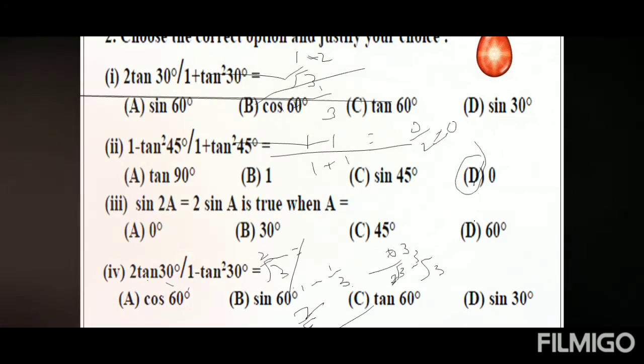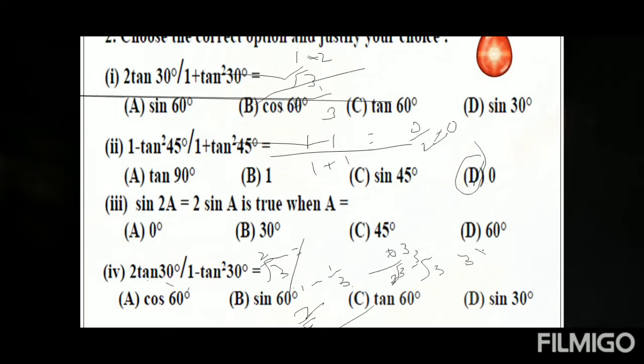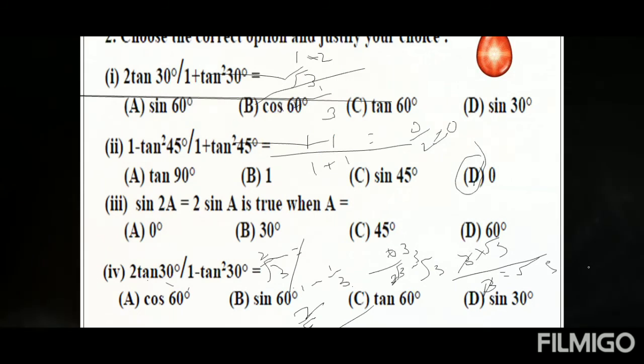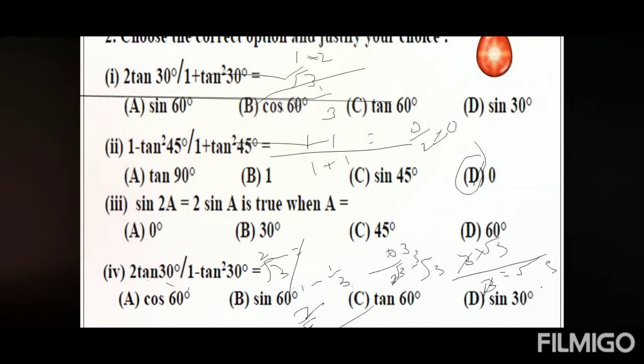Now cross multiply with root 3. 3 into root 3 by 3, then cancel. Root 3 is the answer. And which angle has root 3? Cot 30 degree. Okay, cot 30 degree has root 3 and tan 60 degree has root 3, but here there is only tan 60 degree, and this is the correct option. Okay, let's move on.